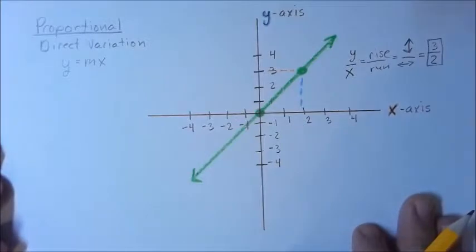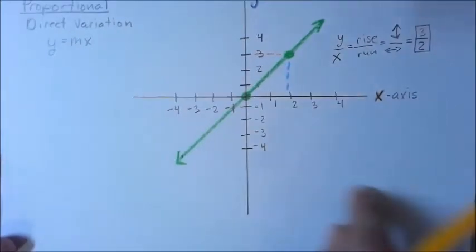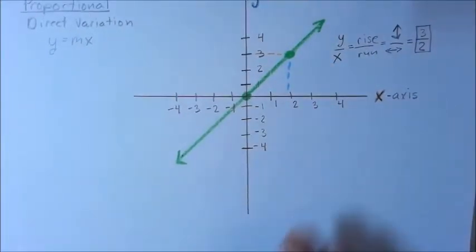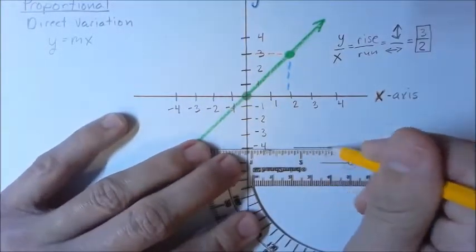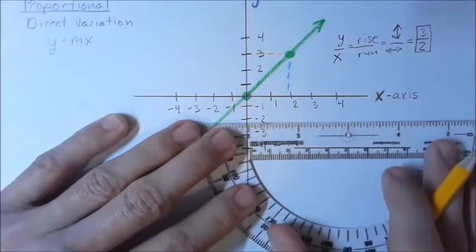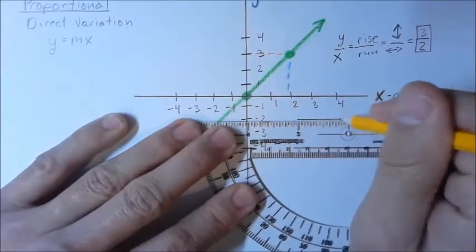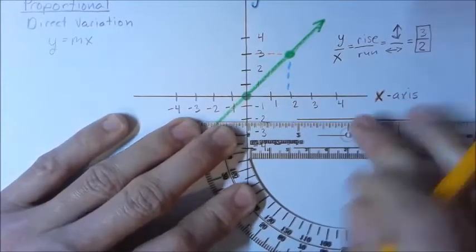But before we write the equation, I want us to go ahead and draw a table right here. Now we just need to put 2 points in it, so it's going to be quick and easy. So draw yourself a box to put your points in.